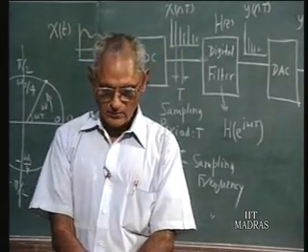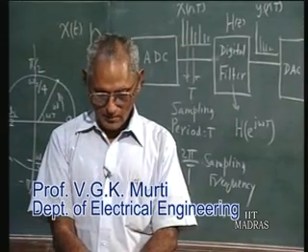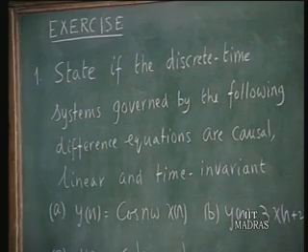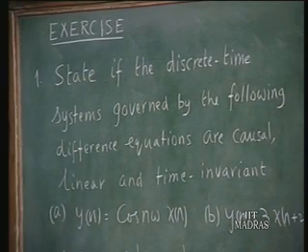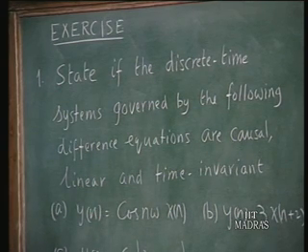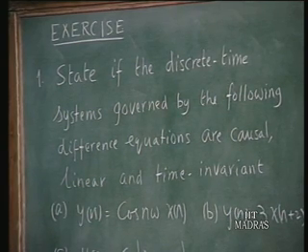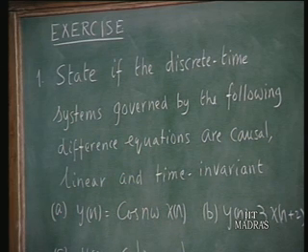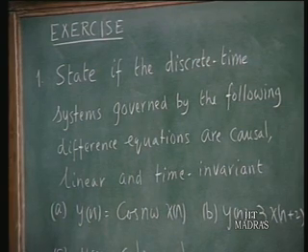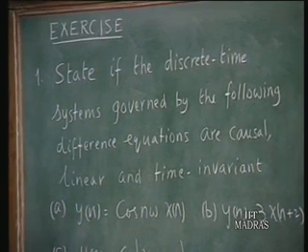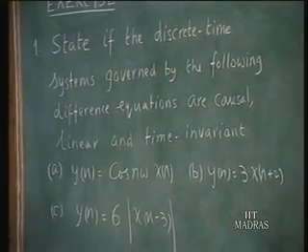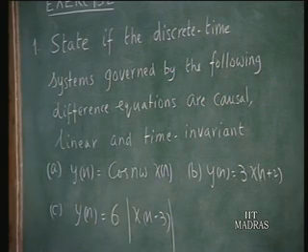I will give you an exercise for you to work out on the topics that we have studied under discrete time systems. First problem in this exercise, I am giving you certain difference equations. State if the discrete time systems governed by the following difference equations are causal, linear and time invariant. So examine each of these difference equations, state if they are causal, if they are linear, if they are time invariant. One or other of these attributes may be absent.